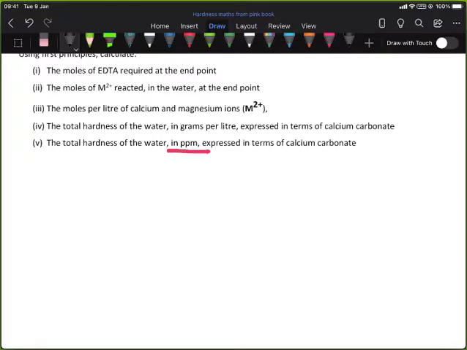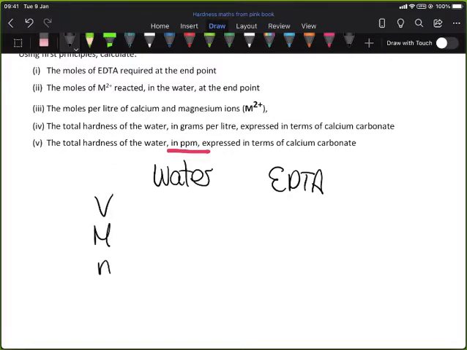So you should always, from your information in your question, make your table of stuff. So we have V, we have moles per litre, and we have N, which is our ratio. And the ratio for this is always going to be a 1:1, and we said it's going to be that funny equation. It'll always be given, but it's always 1:1. So we had 10 centimetre cubed of water, we have 6, and we have 0.01 moles per litre of EDTA.